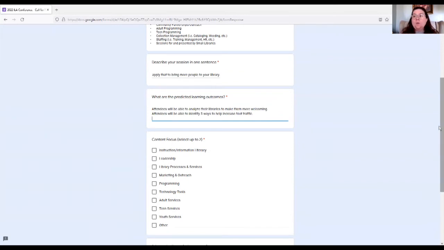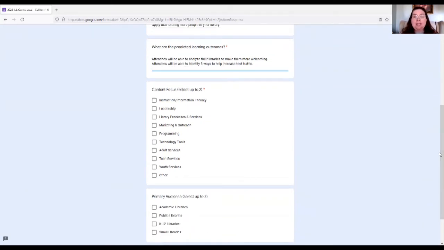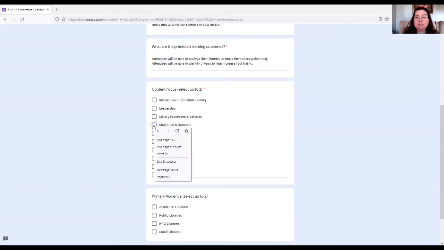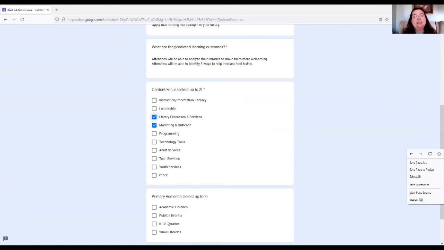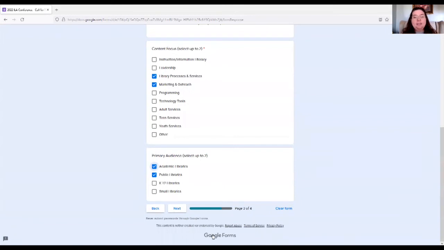And then you're going to say, who is this best aimed at? And I'm going to say that this is going to be aimed at marketing and research, and library processes and services. And I'm going to say the primary audience, it really could be anybody. So I'm going to say public libraries and academic libraries, just to say something. And then we're going to do next.